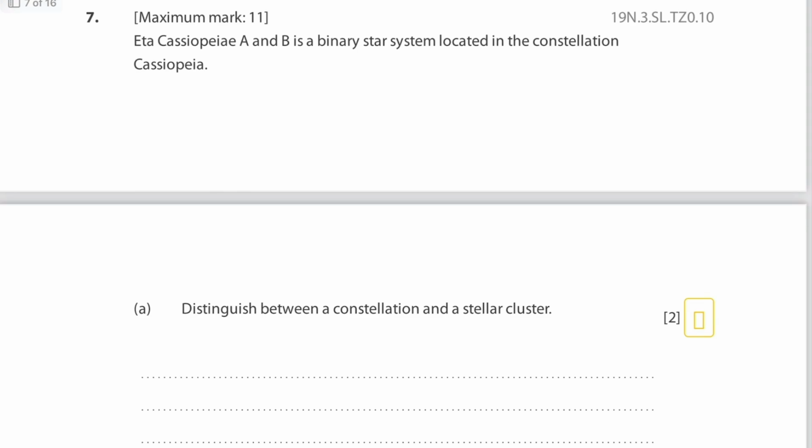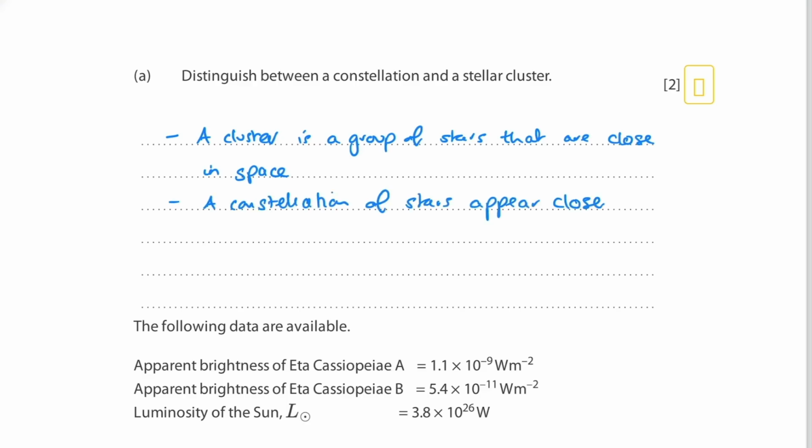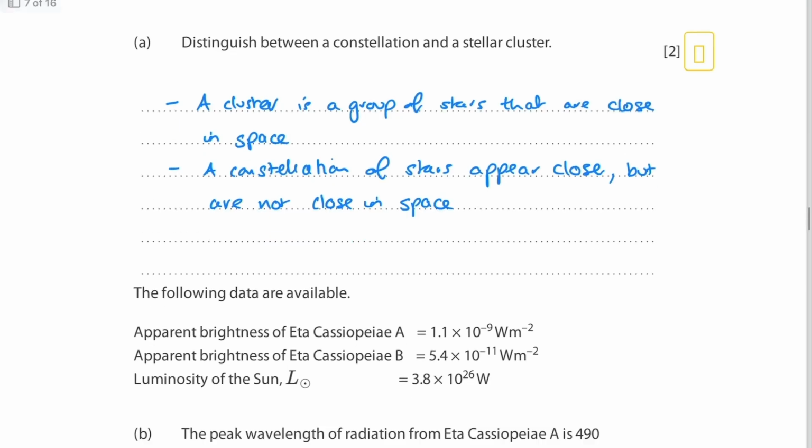Question 7. Eta Cassiopeiae A and B is a binary star system located in the constellation Cassiopeia. A. Distinguish between a constellation and a stellar cluster. Well, let's start with a cluster first of all. A stellar cluster are stars that are actually close in space. So a cluster is a group of stars that are close in space. In contrast, a constellation is a group of stars that appear close in space but are actually not. And by that I mean the distance between them is not close, whereas the distance between stars in a cluster is close.